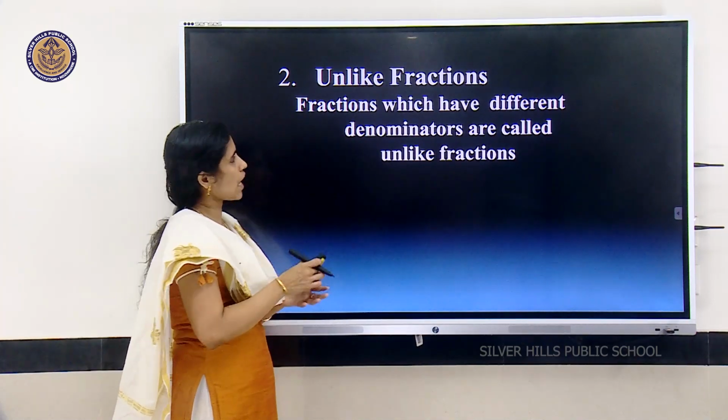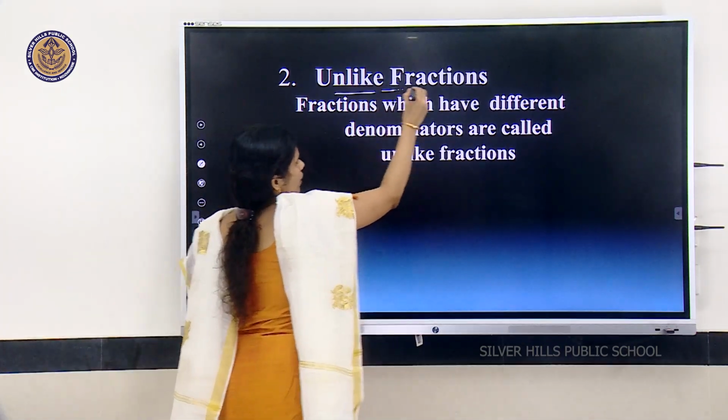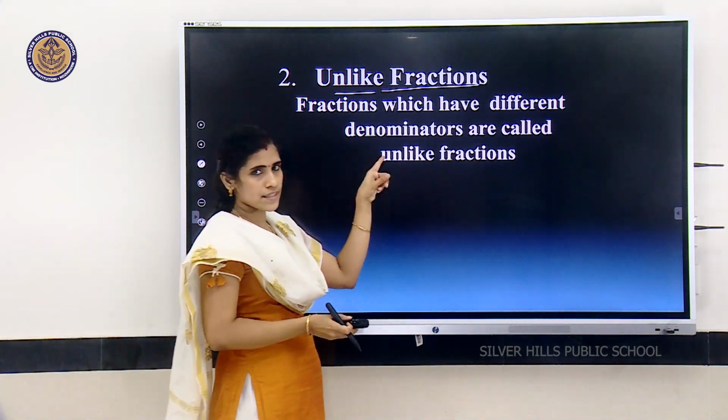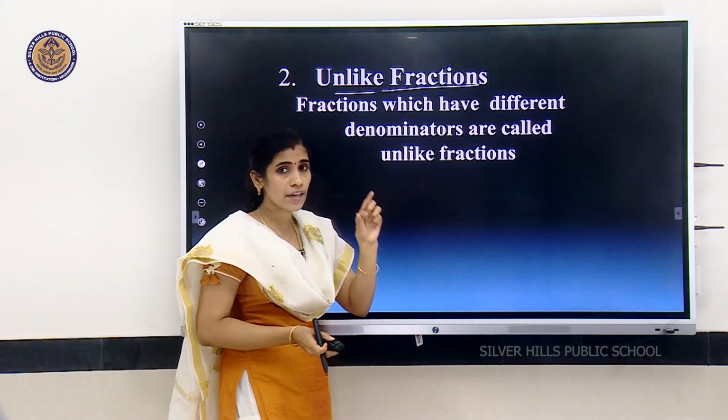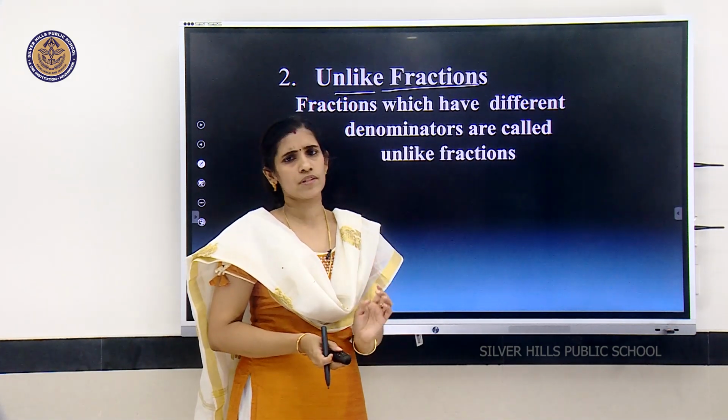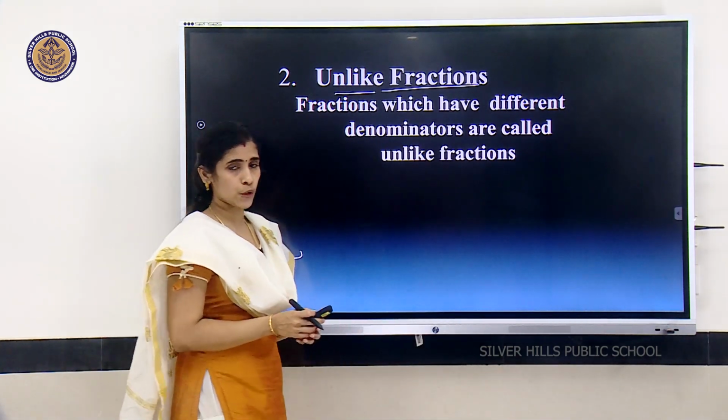Then next is unlike fractions. Fractions which have different denominators are called unlike fractions, just the opposite of like fractions. I will show you with an example.